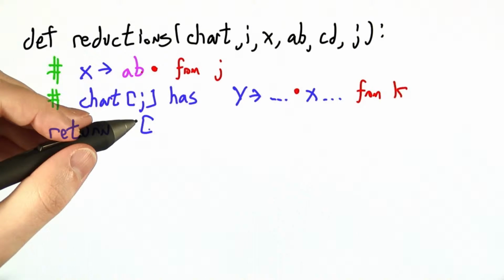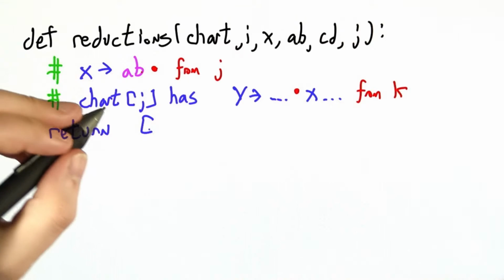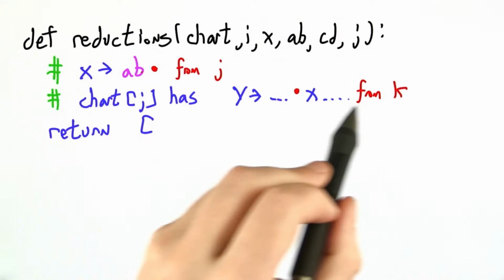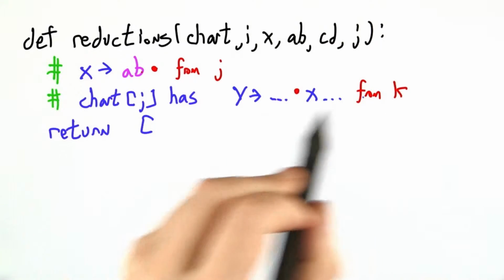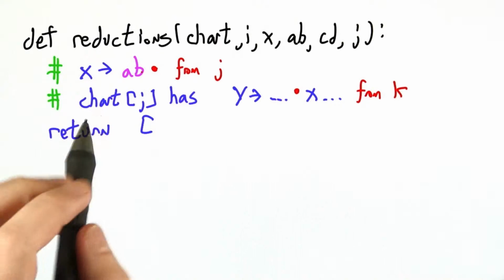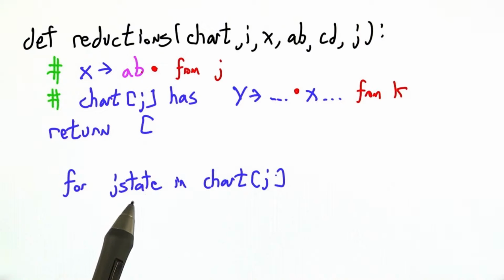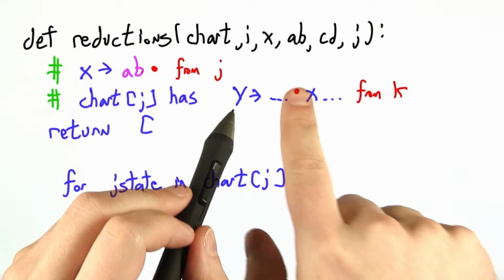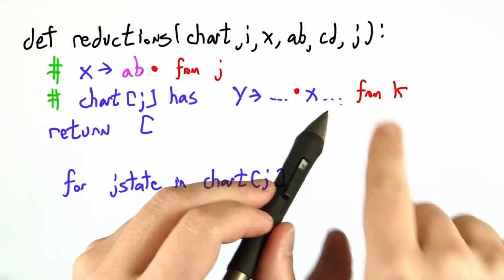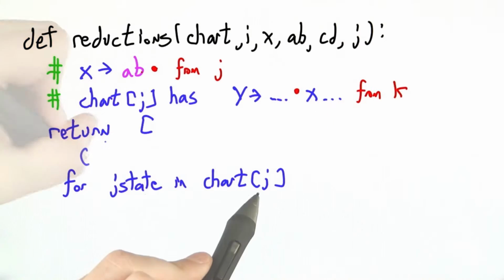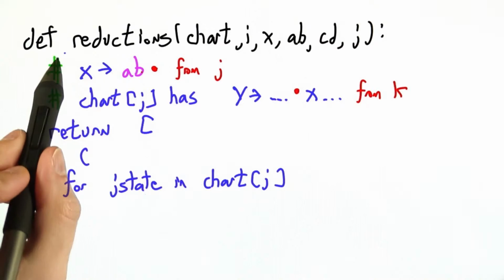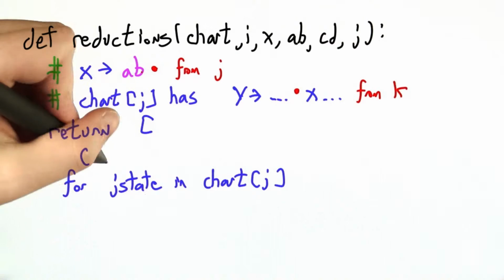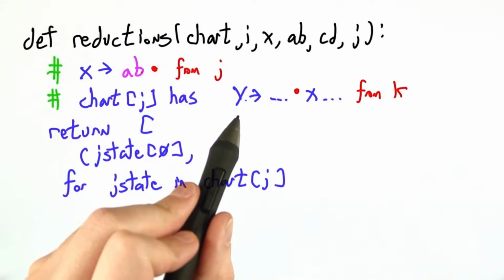Once again, we're going to use the phenomenal cosmic power of Python list comprehensions. And in general, we're going to take all of these states that were already in chart J and just modify them a bit. So let's call each one of those states in chart J, J-state. Well, conceptually, what we're going to do is move the red dot over 1. So our return value, the new state we're returning, is going to have this same y that we saw from J-state. So whatever that is, that's still going to be our left-hand side.